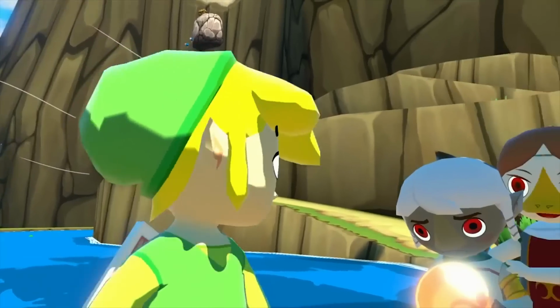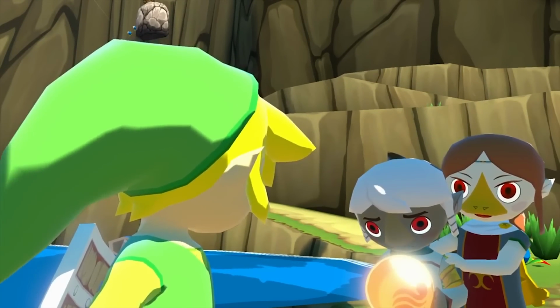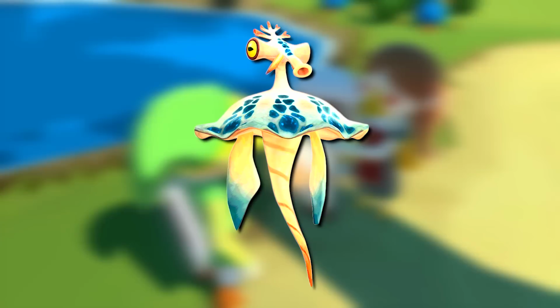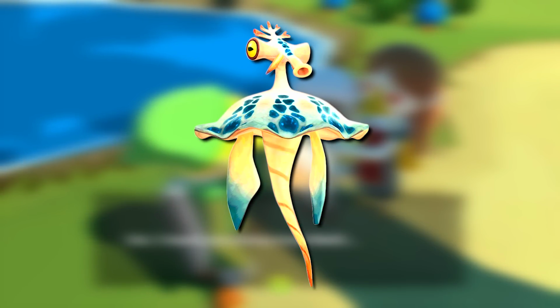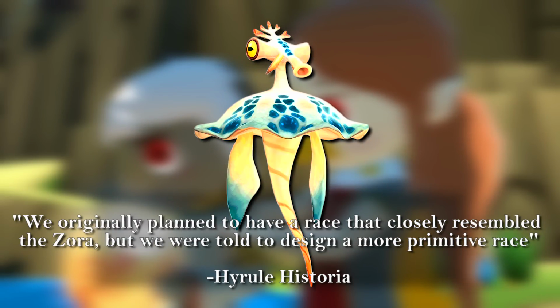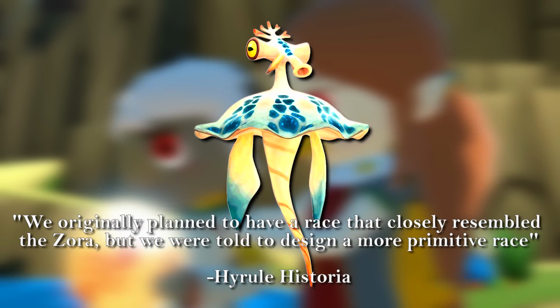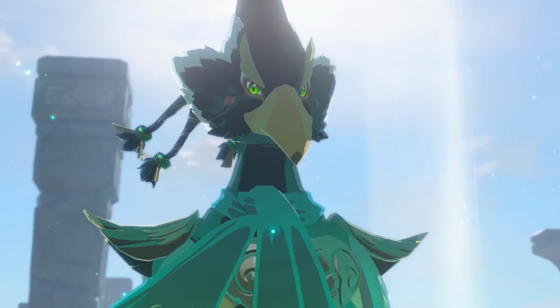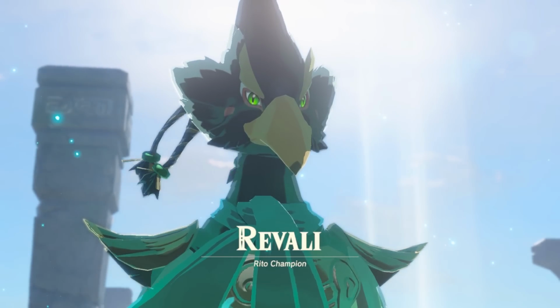When it comes to the evolution patterns of how A got to point B, it's heavily insinuated that the Perella from Skyward Sword could have been primitive ancestors to the Zora due to developmental notes stating that the Zora was supposed to make an appearance in the game, but the designers were told to go with something more primitive. It could also be possible that the Rito of this continuity could have evolved from the birds themselves after the defeat of Demise.